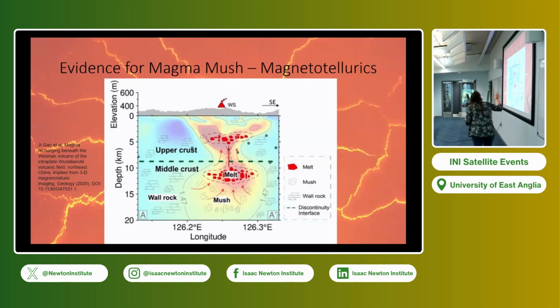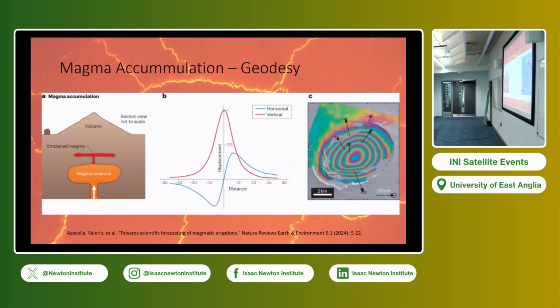So here you can see again, you've got these pockets of bright red, which is great, and then you've got this yellow area around it. And that again is evidence that we've got this partially solid, partially fluid area. We can also see that it has to be magma accumulating under the ground because the ground moves. And so here's an example. This uses satellites.